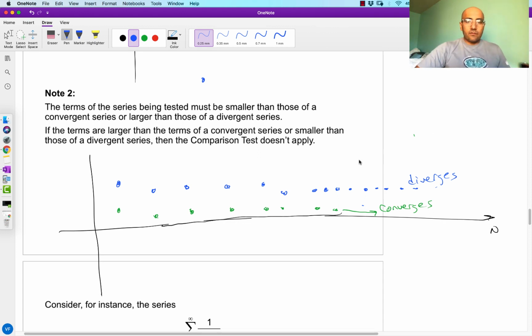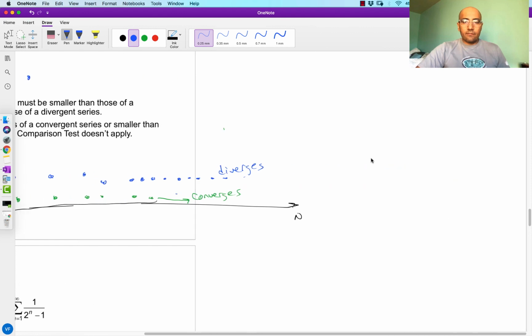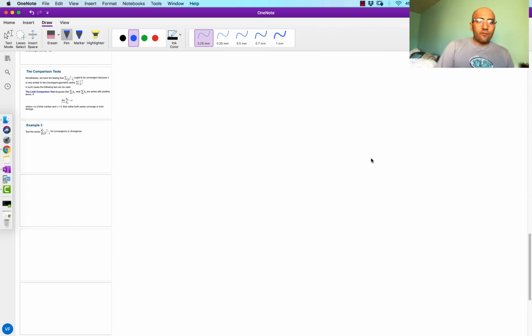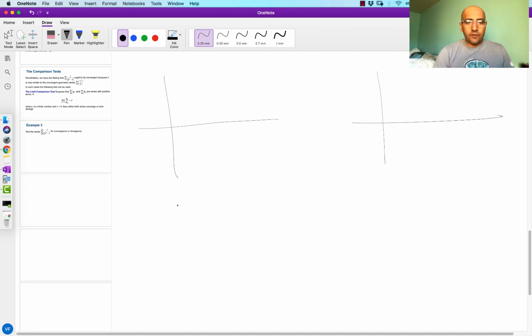Let's put these together in this little guy over here. There are 4 scenarios we want to focus on. For the purposes of these, the blue one is always the one we're interested in, right? So in blue, the sum of a sub n is the question mark.